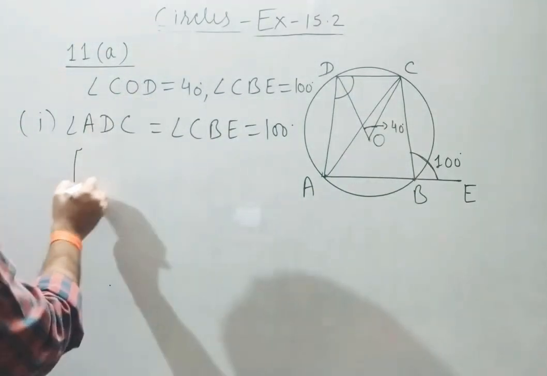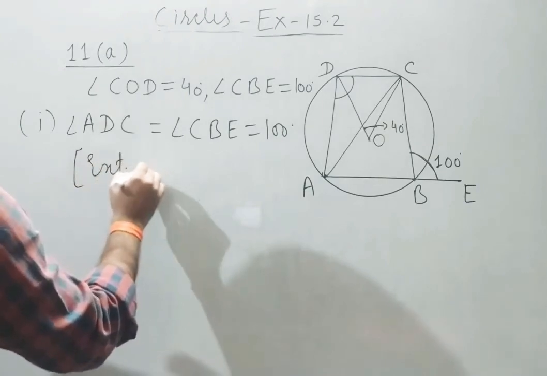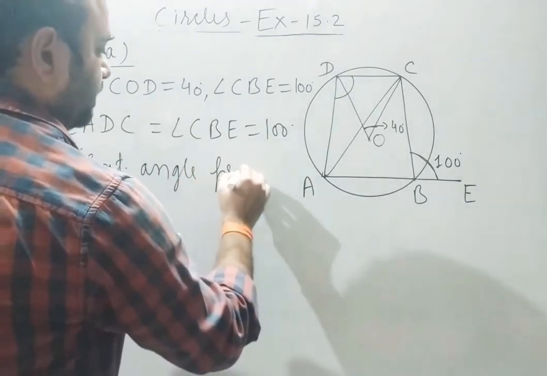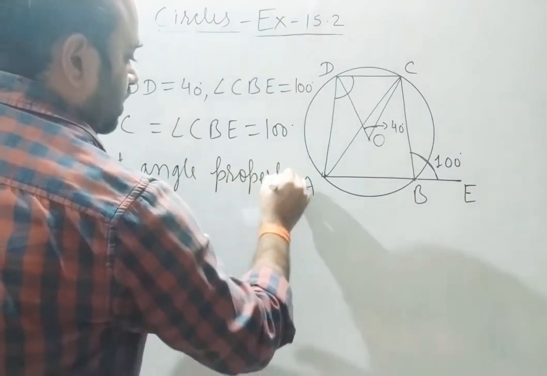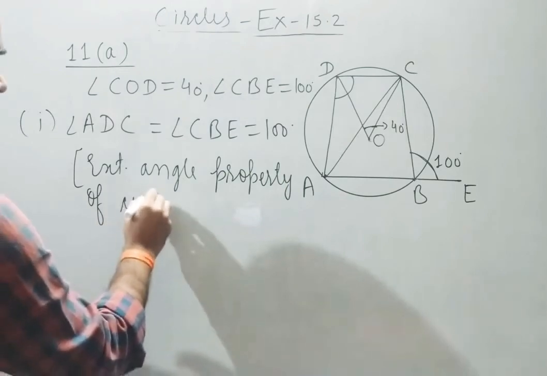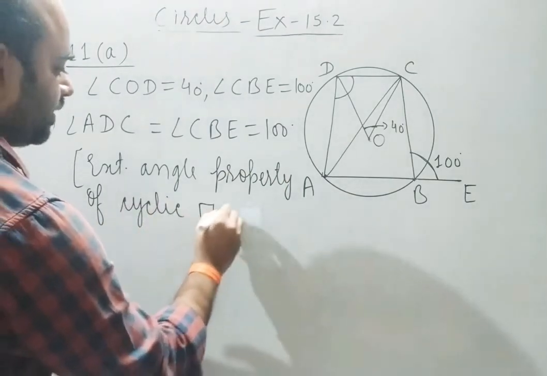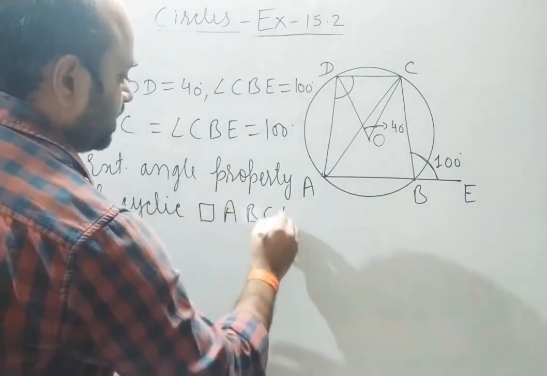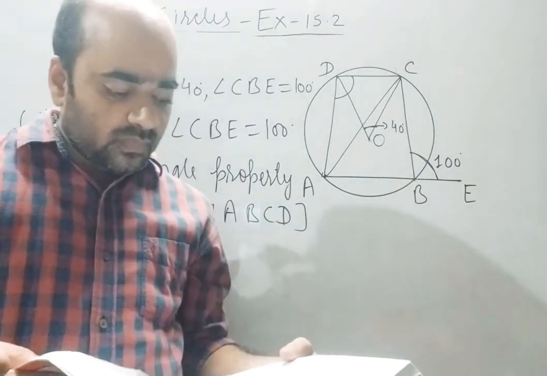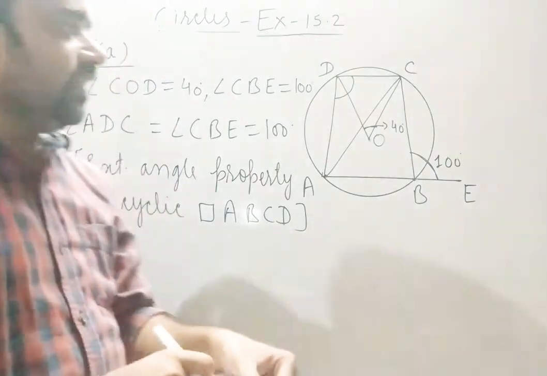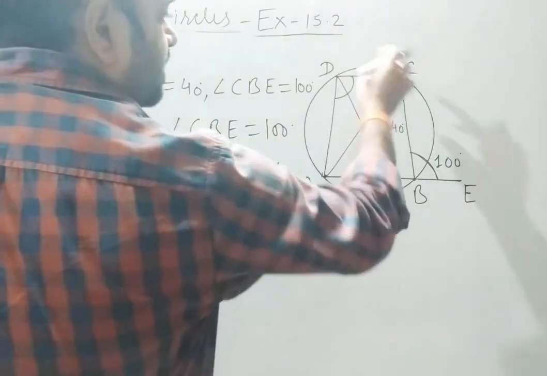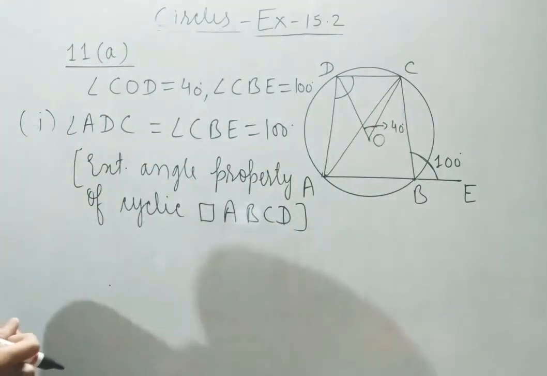Why? The reason is the exterior angle property of cyclic quadrilateral ABCD. So this is done. Next one is the second part. We have to find DAC. Correct? So how to find DAC?